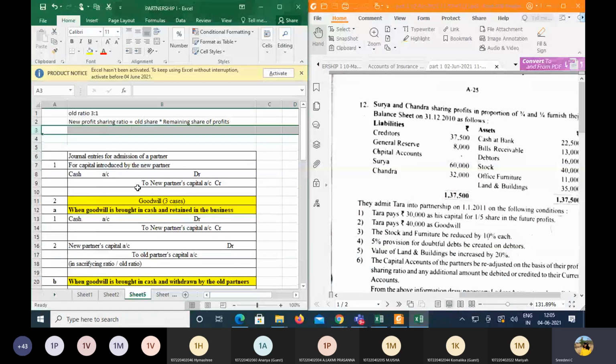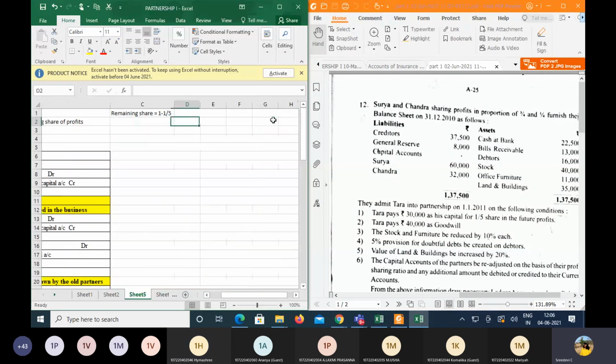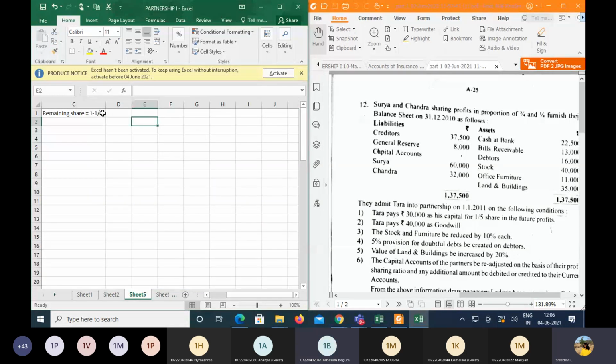Now who's the first partner here? Surya's share of profit. Before we do that, first find out what the remaining share is. As the new partner is to be given 1/5 share in the profits, the remaining share is 1 minus 1 by 5. So what is the remaining share? It is 4 by 5.